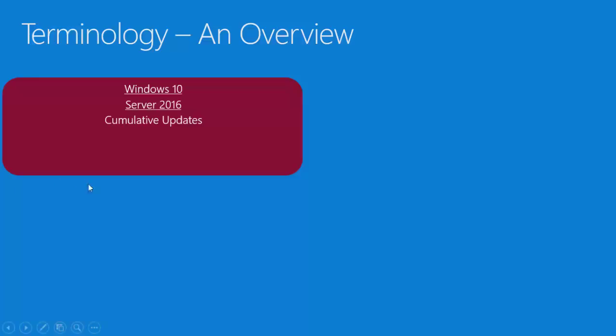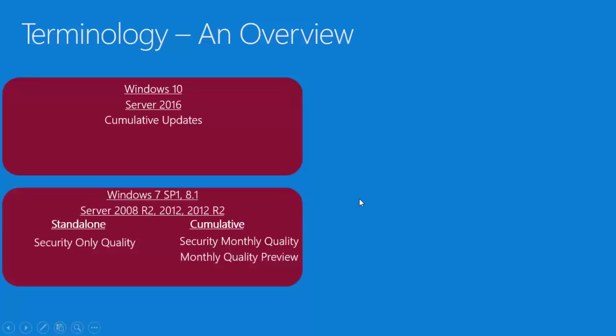You'll see that in just a minute. Then we added support for Windows 7 SP1, Windows 8.1, Server 2008 R2, and 2012 R2. Here we have iterations of updates that are both standalone and cumulative. So for the standalone model, this would be the security-only quality update, right? This contains all of the security fixes for that month. It is not cumulative. It is published using a security updates classification and, like other updates you would expect, released on Patch Tuesday, Update Tuesday.